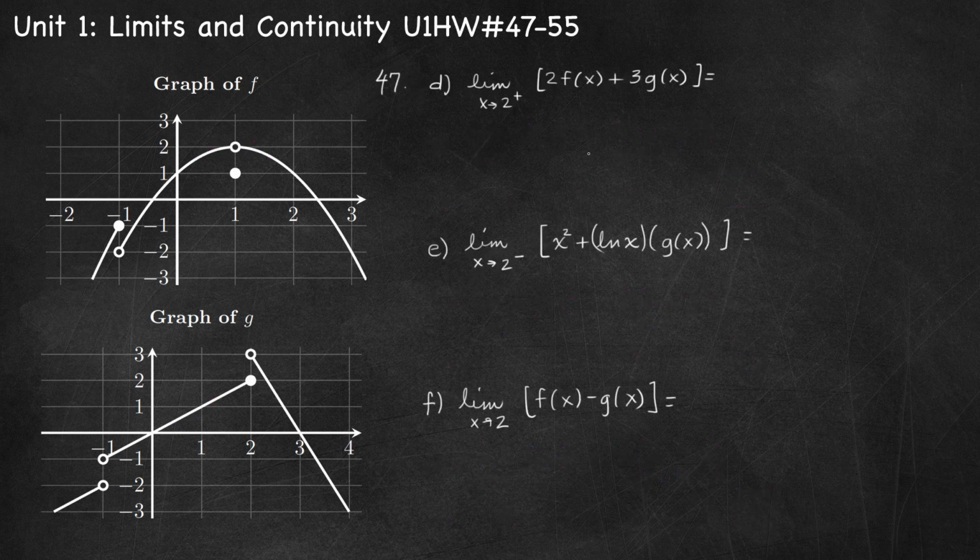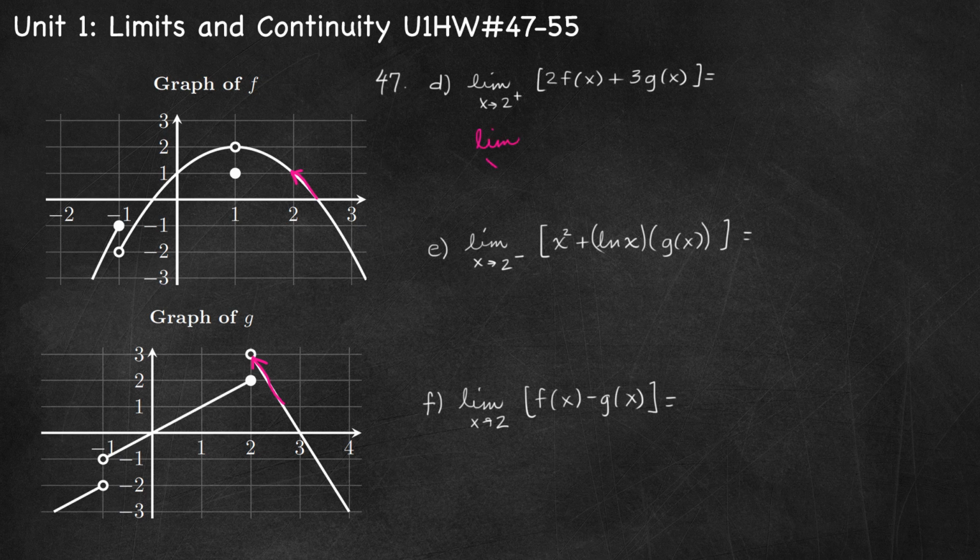Part D, the limit as x approaches 2 from the right-hand side. So I'm going to go ahead and mark this on the graph. As we're approaching 2 from the right-hand side, f is approaching 1. And on the graph of g, as we approach 2 from the right-hand side, g is approaching 3.